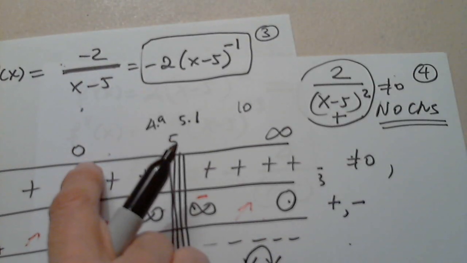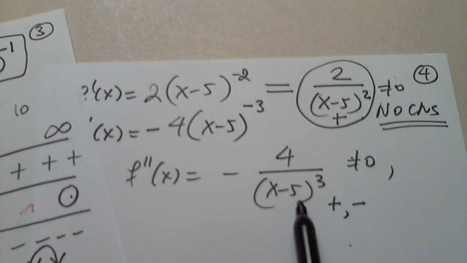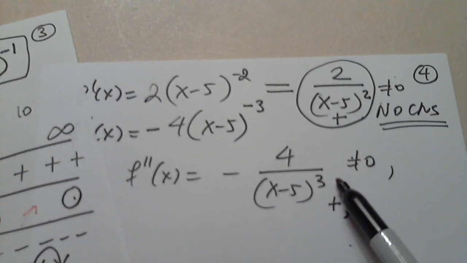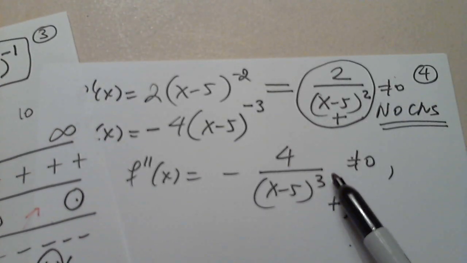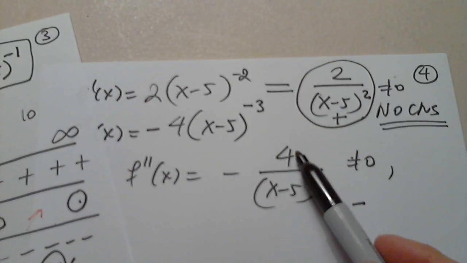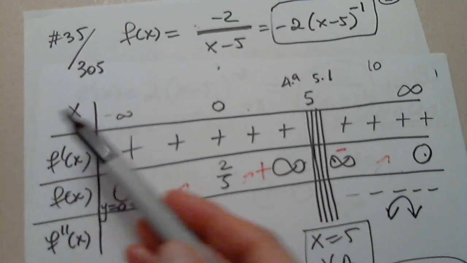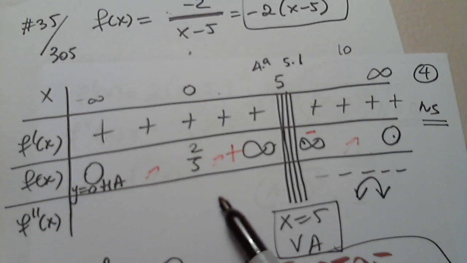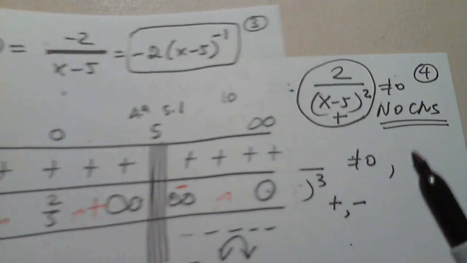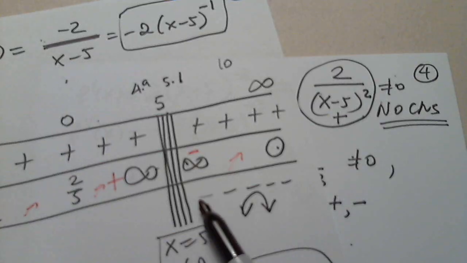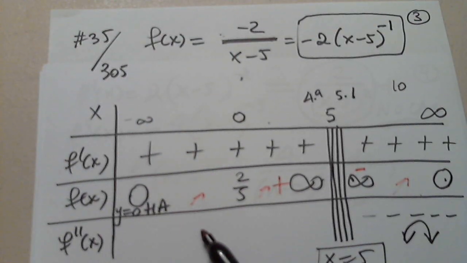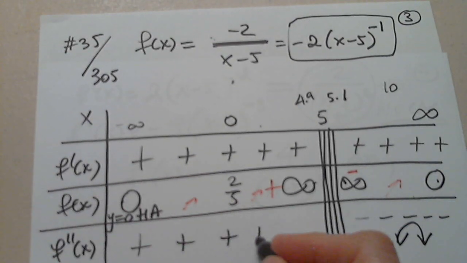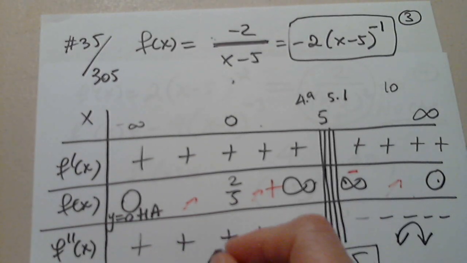Now let's plug in 0. 0 minus 5 is negative 5. But negative 5 to the third is negative 125. The numerator is negative, the denominator is negative. What is the sign to the left of 5? I plugged in 0, negative, negative. I need the sign. When I plugged in 10, positive, negative. Positive. Perfect. Which means the function opens up.